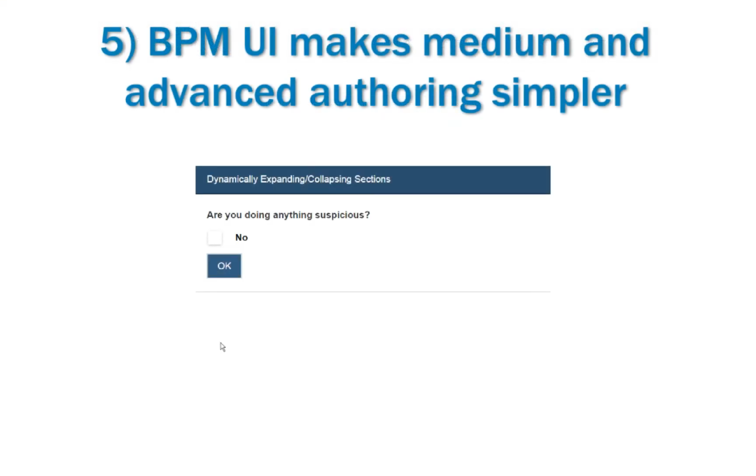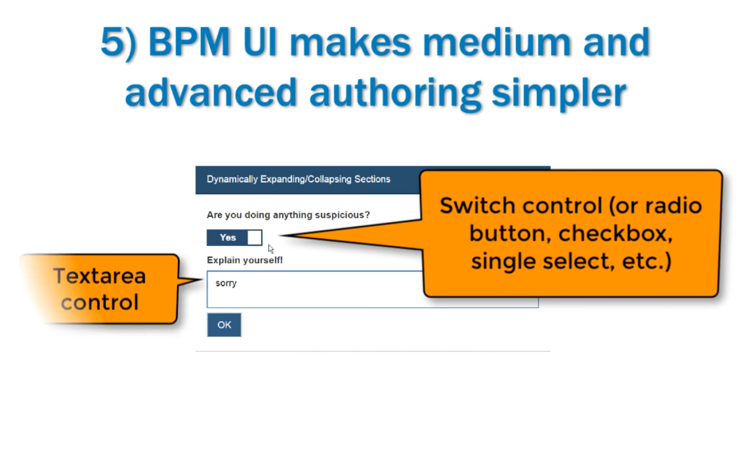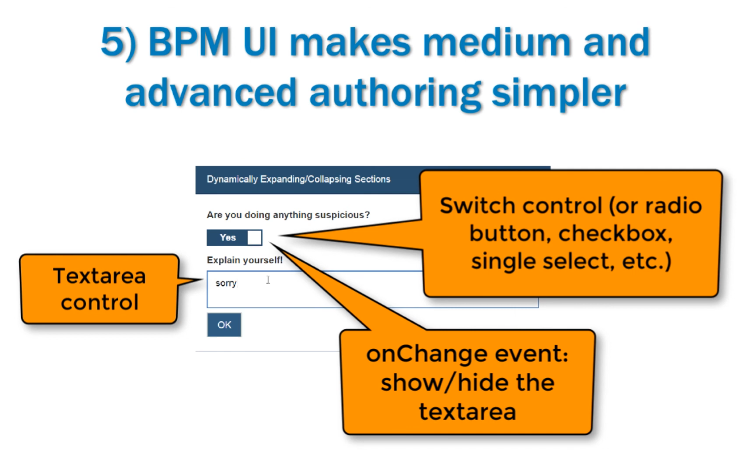Here's another example. I have a question in my coach. Depending on the answer to the question, I'm going to prompt the user to enter some more information to explain themselves. This is done very easily. I have a switch control, which is new in BPM UI, and I have this text area in which I will show or hide depending on the answer in the switch control.